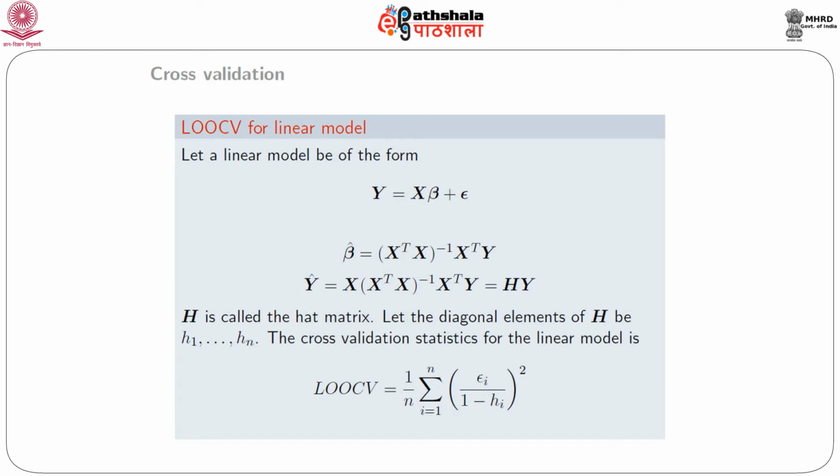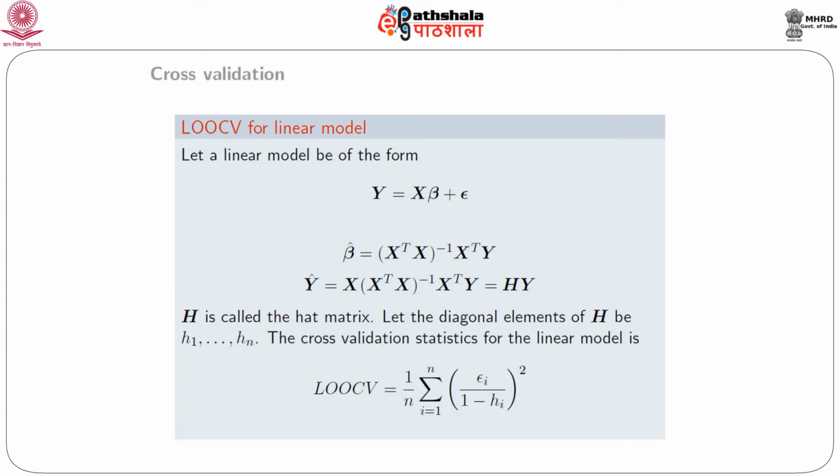Now, we had said that for general models, cross validation can be time consuming to implement, because we have to implement the same procedure repeatedly, keeping out one at a time all the n observations. However, the advantage for linear models is that we have a direct formula to calculate the leave one out cross validation estimator.